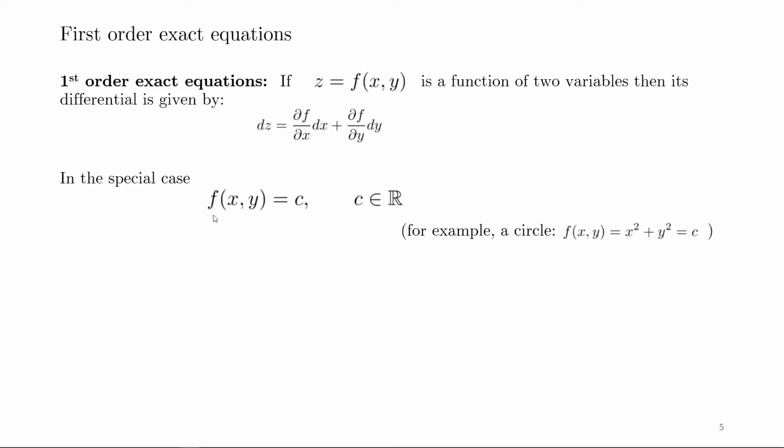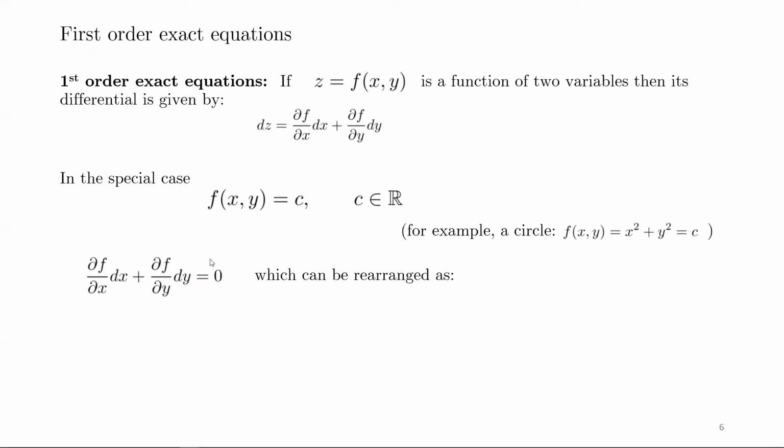So in this very specific case where our function equals a constant, the differential is going to be 0. If we take the differential of the left hand side, we get something, and if we take the differential of the right hand side, because this is a constant, all the derivatives are going to be 0. So we end up with partial f by partial x times the differential dx, plus partial f by partial y times the differential dy, equals 0.